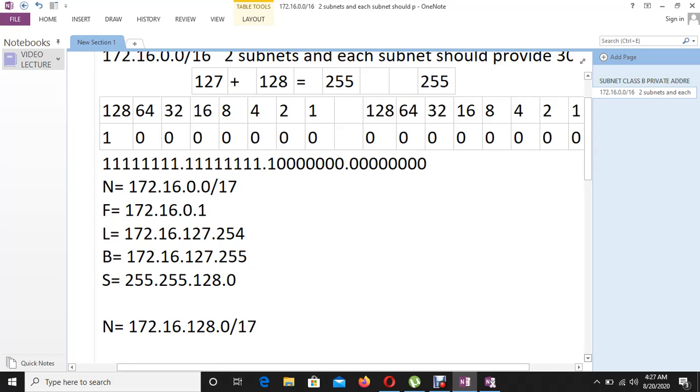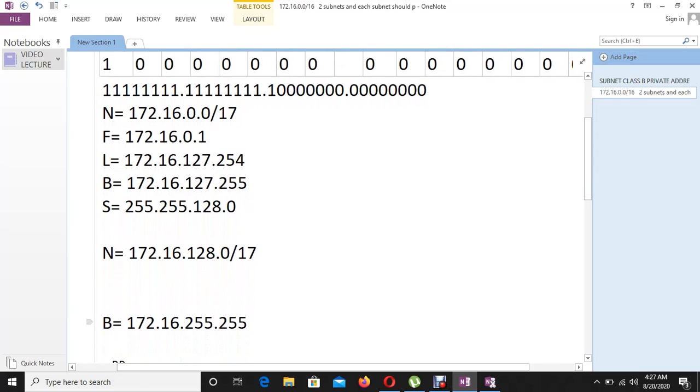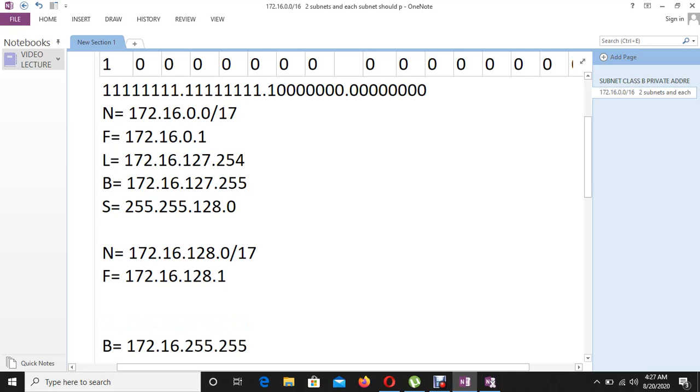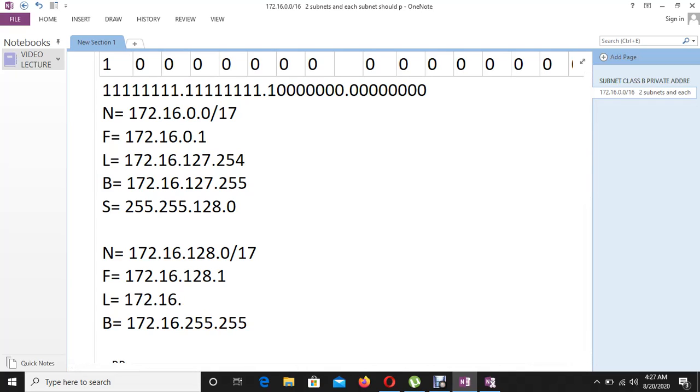Now when we do this, we have 255.255 and the first valid IP address is 172.16.128.1. Simple. Alright. Now the last valid IP address is 172.16.255.254.